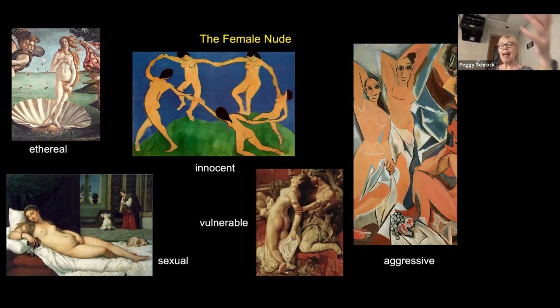And then we saw in the romantic period, it started symbolizing different things. But the female nude can be ethereal and intellectual, like we see in the Botticelli. It can be sexual, as we see by the 16th century Venetians. We saw Matisse symbolizing innocence in the dance. We saw the Romantics use the female nude to symbolize vulnerability and exposure. We saw Picasso using it to symbolize something very aggressive and confrontational. All of those things are there.